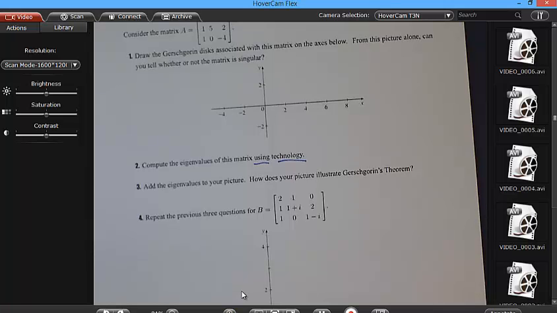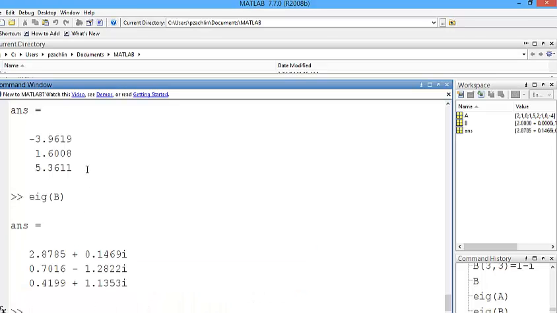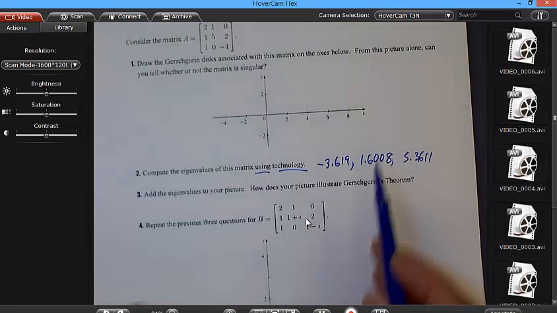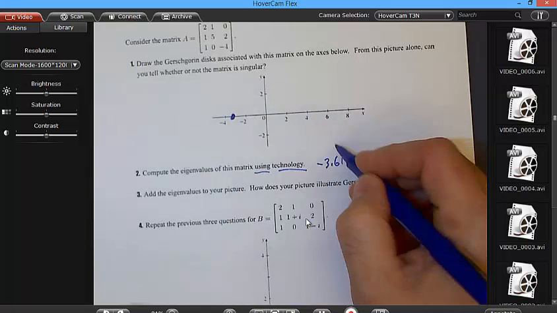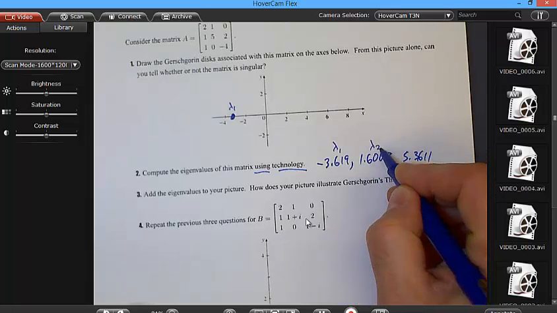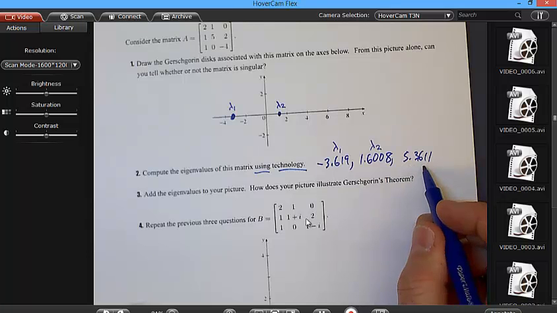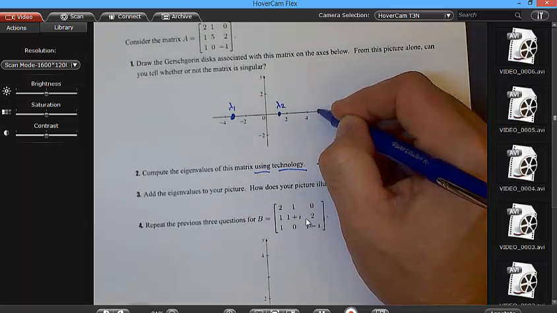I hope not. So the eigenvalues of A, according to what I have here, are negative 3.619, 1.6008, and 5.3611. Okay? So when I go to plot those, remember that this is the real number line, the x. So I want to go to negative 3.6, I'll call that lambda 1. And then 1.6008, I'll call that lambda 2. That's right here. And then lambda 3, we're saying is 5.3 or so. That's around here.